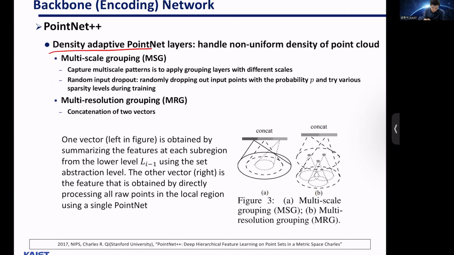So the density adaptive PointNet layer handles non-uniform density of the point cloud, meaning that in some spaces there are more points, whereas in other areas sometimes there are no points at all. So it needs to handle this non-uniform density of the point cloud. And then there are two techniques employed, multi-scale grouping and multi-resolution grouping.